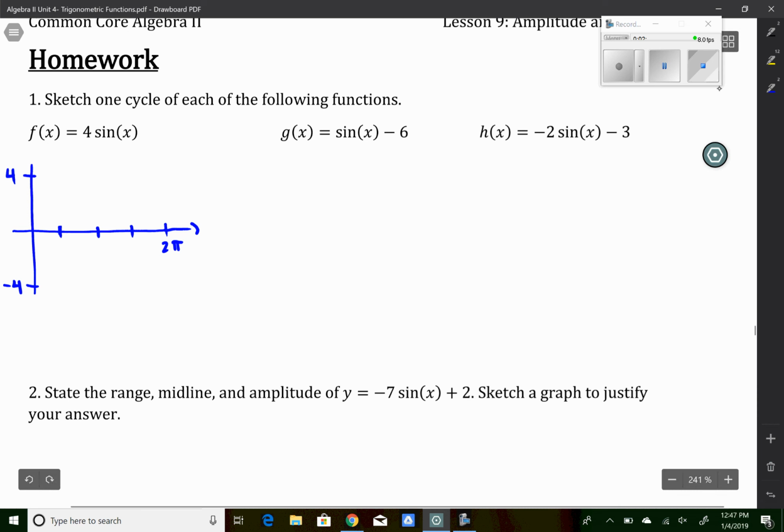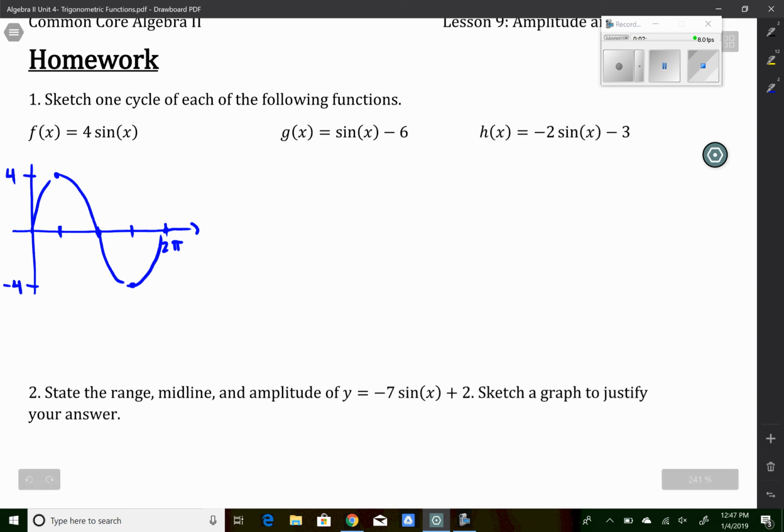I know after a quarter turn, my sine curve is at the maximum. Then I'm back to the minimum. Then I'm following my sine pattern. Remember, sine always starts by going up, then back down, then back up.